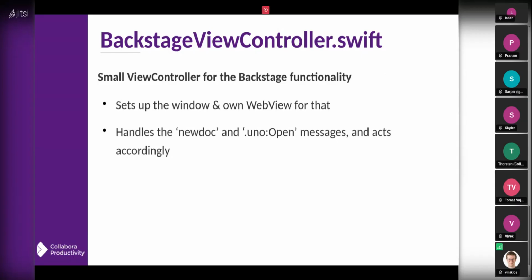And there is a backstage view controller that is very small, and its sole responsibility is to show the backstage in case you start the app, or when you want to create a new document from there. So it just sets up the window and its own web view. It is a different web view than we use for the document editing, and it handles the new doc and open messages, and triggers the functionality that is needed according to that.